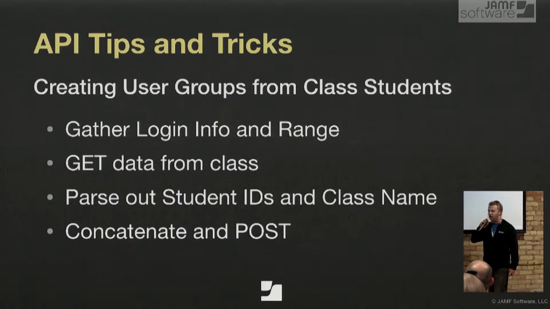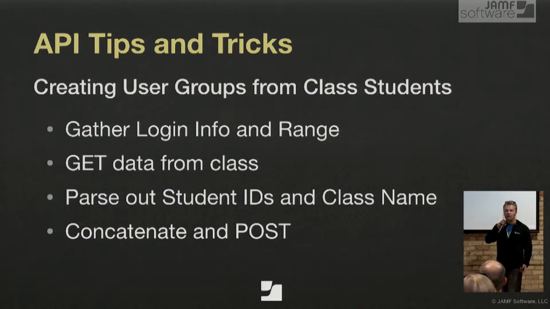We are going to gather the login information and the range of the classes that we are going to convert. We are going to actually physically get the data from the classes that we want to convert. We're going to parse out the student IDs and the class name, and then we're going to concatenate all of that information and post it out to the JSS.